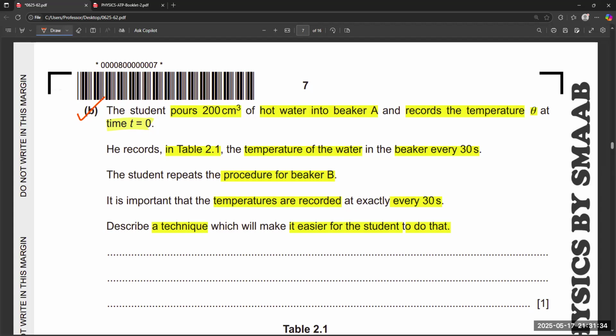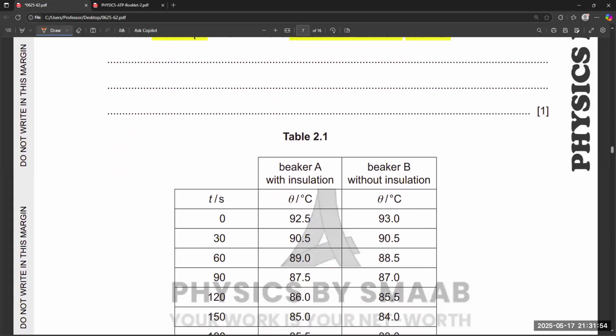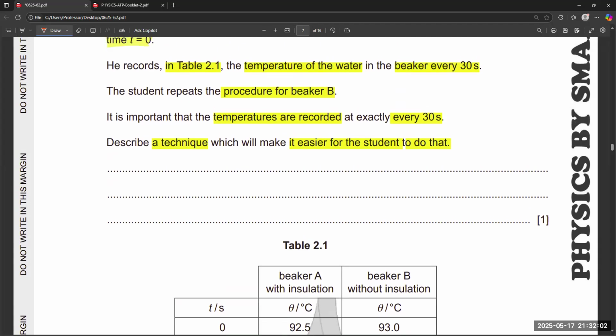So basically, a student pours 200 centimeter cube of hot water into beaker A and records temperature theta at time t equals 0. It means initial temperature. Then he records in table 2.1 the temperature of the water in the beaker every 30 seconds. You can see after every 30 seconds, we have different values in beaker A and beaker B. So it is very simple. We have to place a thermometer continuously in the beaker, right? By using the stopwatch, we can easily measure the temperature after every 30 seconds, right?